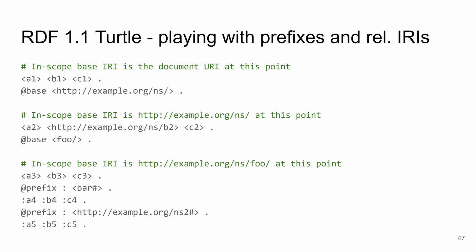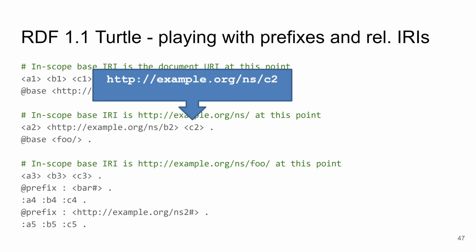Now, to avoid this, we will define the base to be example.org/ns, which means that the A2 IRI is relative, but now it is relative to this newly defined base. And the same goes for C2, and between A2 and C2 we have an absolute IRI, which has nothing to do with any defined base because it is absolute. Right, so C2 now stands for this IRI.